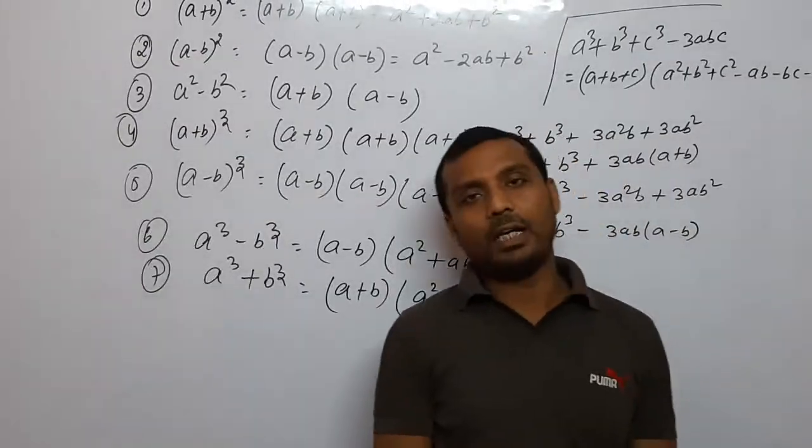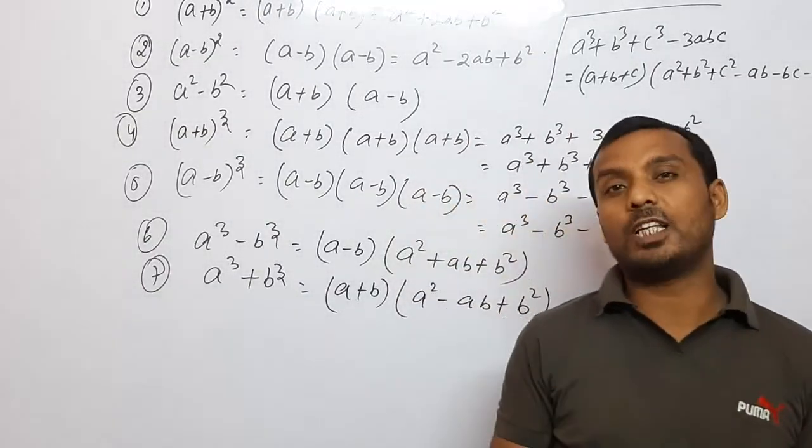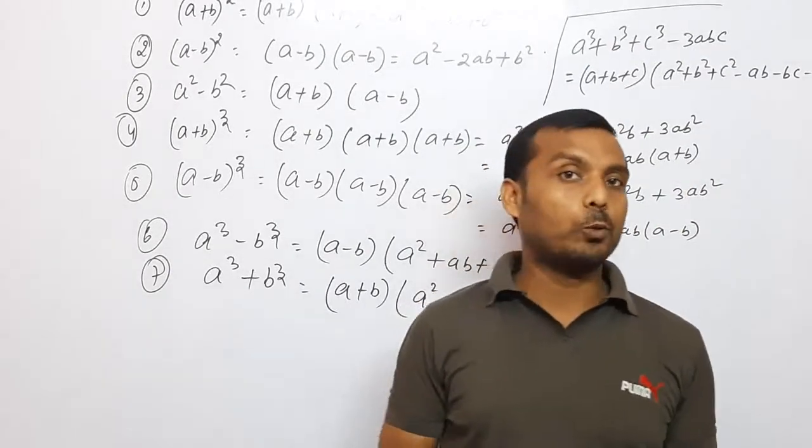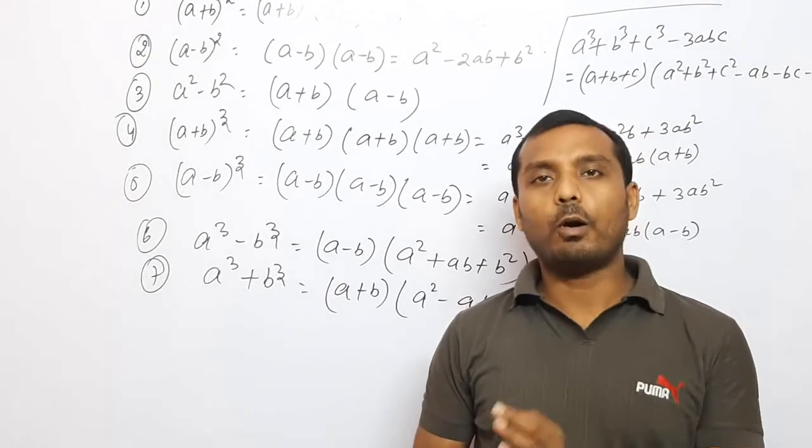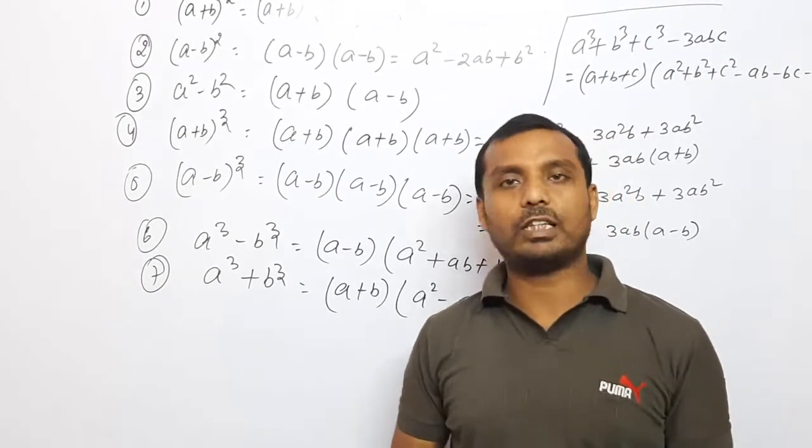But these 7 are the major formulas, that is, the forms a plus b to the whole square, a minus b to the whole square, a plus b to the whole cube, a minus b to the whole cube, a cube plus b cube, a cube minus b cube. These are the major factorization formulas that are very widely used for solving questions. Okay.